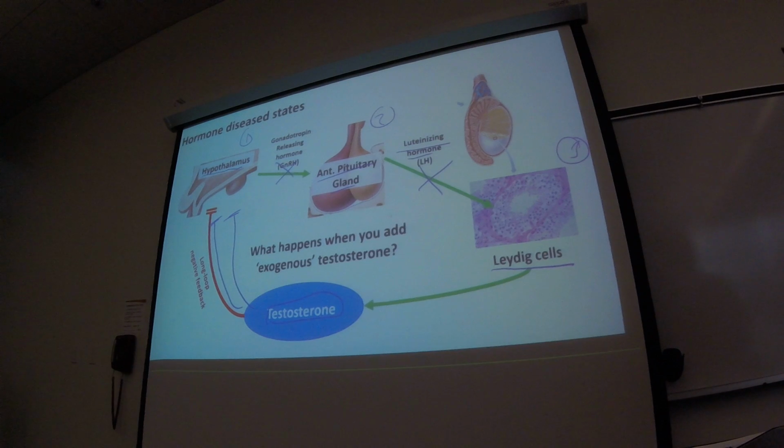Exogenous means you added it from the outside. Endogenous means it was created from the inside. So what happens if you get exogenous testosterone? Well, the testes would shrink. Maybe you've heard this effect on people who use anabolic steroids or testosterone. This is a real thing. This is not a rumor, it's not a myth, it's a real thing.